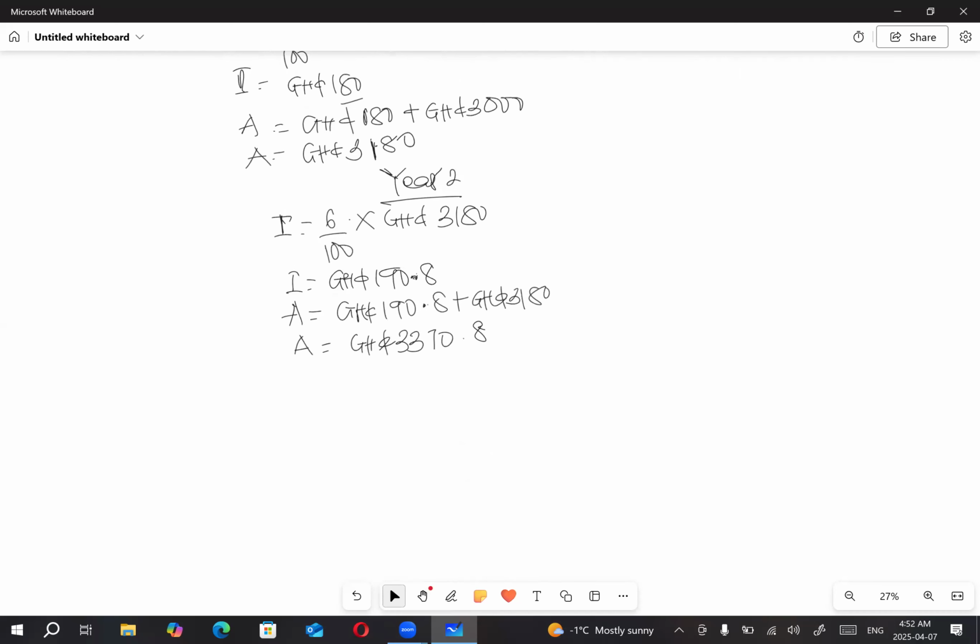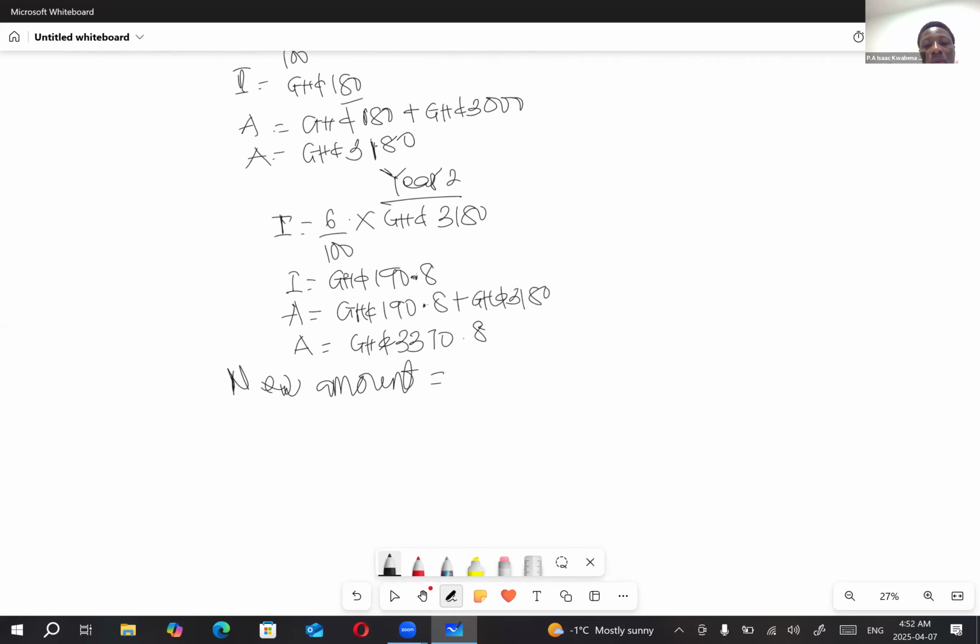So year two, you have to write something like this. You can write new amount is equal to 3370.8 minus the amount he came to withdraw, which is 150 cedis. Okay, so what is that?